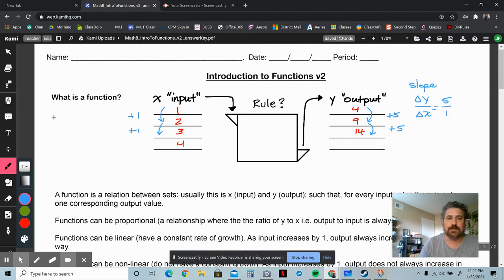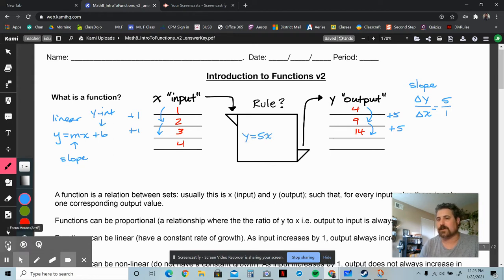Now, every linear function can be written in the form y equals mx plus b, where m is the slope or the growth rate like we just discovered, and the b value, what you're adding or subtracting here, is what we call the y-intercept, where a line crosses the y-axis. So in this case, we're looking for a rule in the form y equals mx plus b. And we know that the m is 5 over 1. So we're going to start with that idea. It's going to be y equals 5 times x.